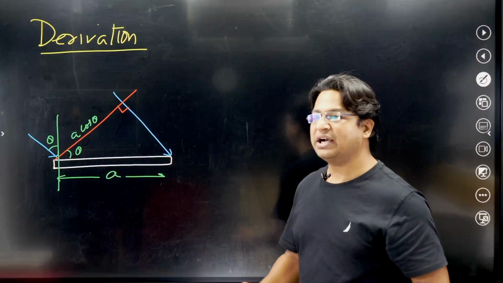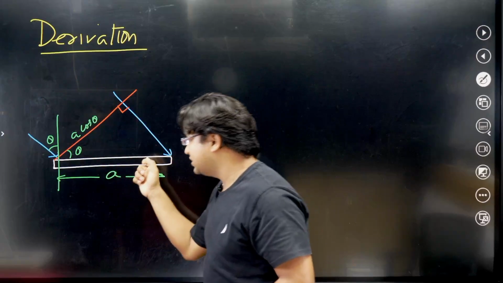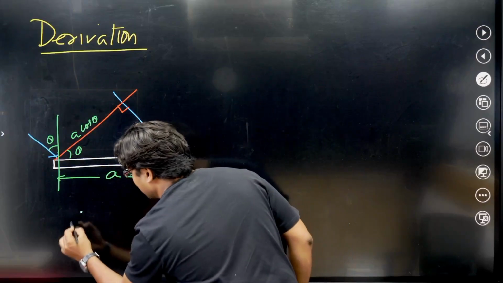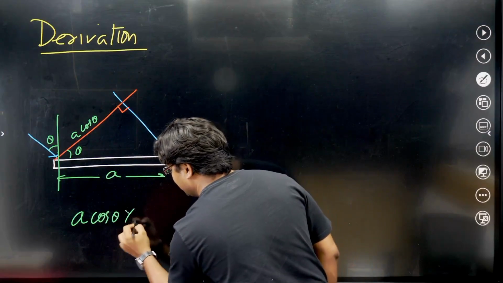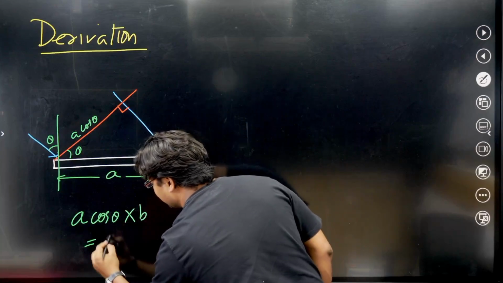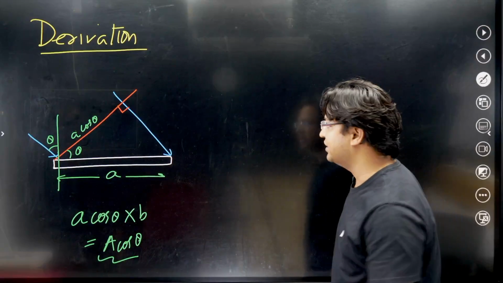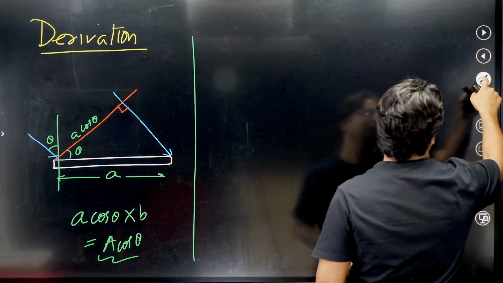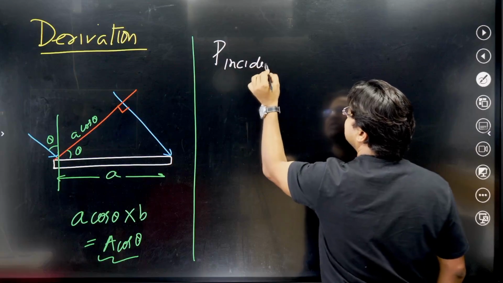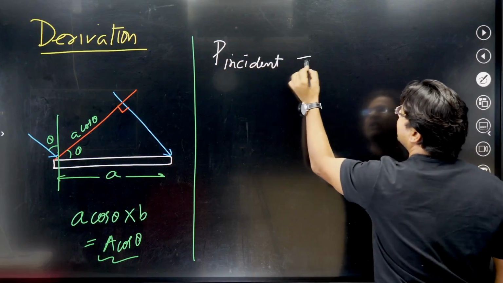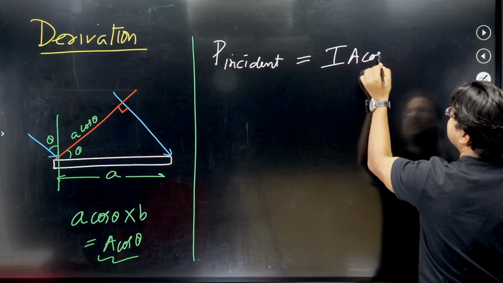All right, which means that the area from which this plate is receiving energy would be written as A cos theta into the depth of the plate, which is B. Or in other words, A cos theta, this is the area from where the plate is receiving energy. So if I have to talk about the power which is incident on the plate, it would be I multiplied by this area, intensity multiplied by this area, which is IA cos theta.